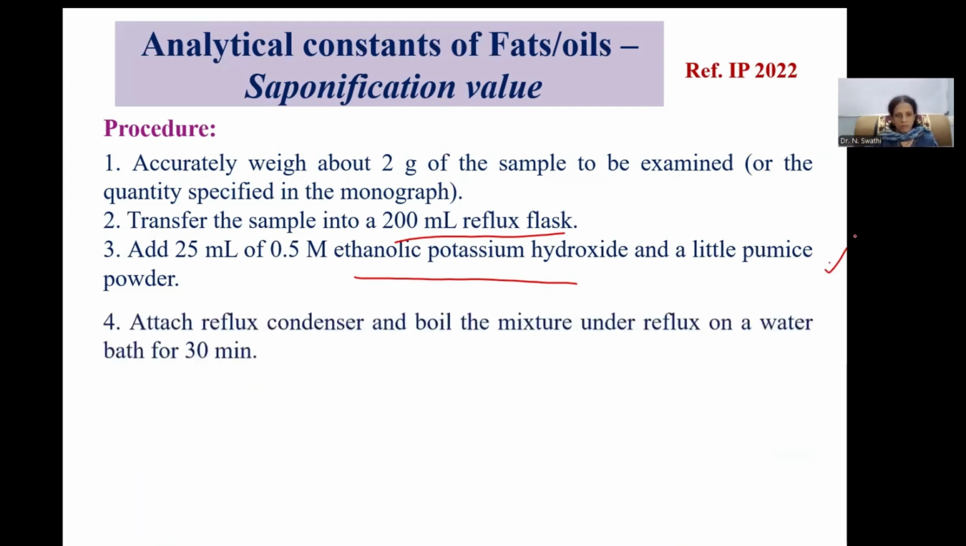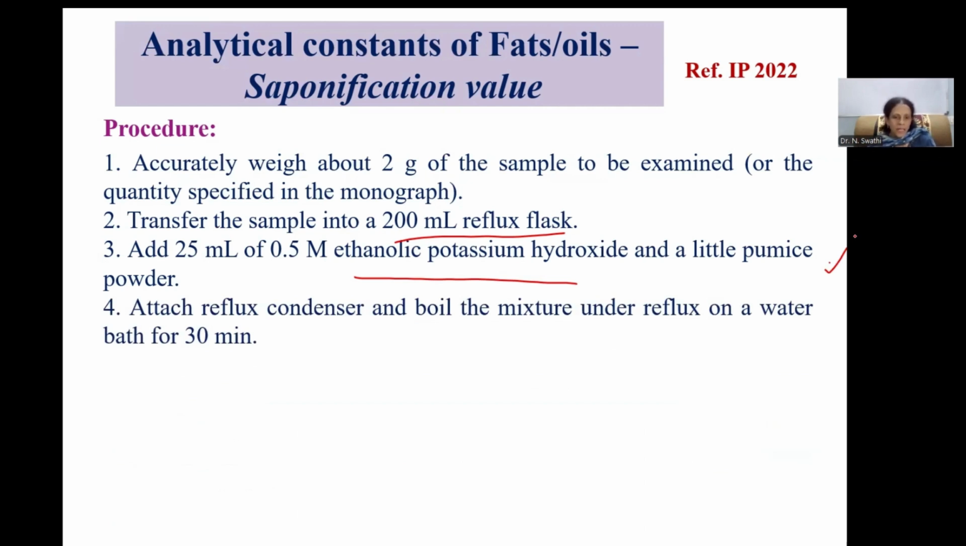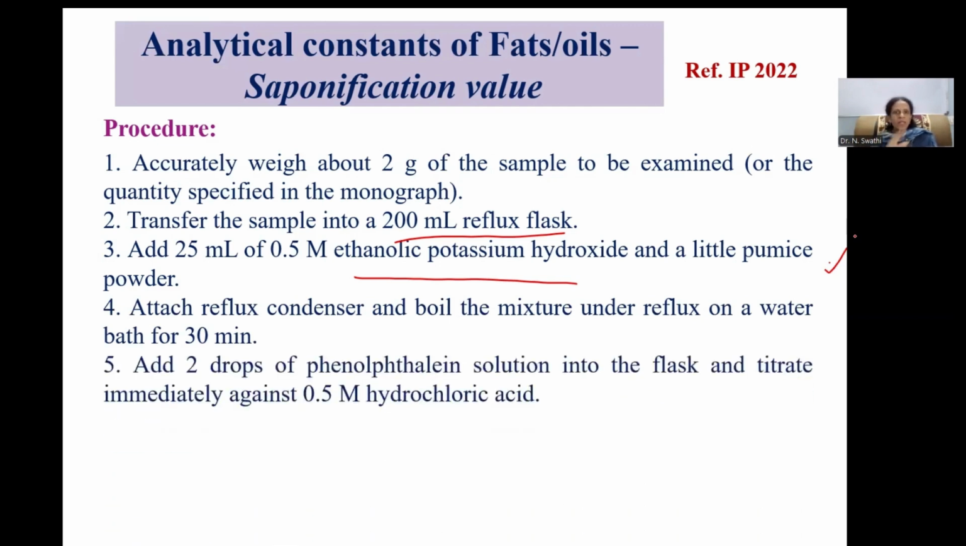Then add pumice powder or porcelain chips in order to avoid bumping during the reflux process. As soon as potassium hydroxide is added, attach the reflux condenser and reflux the contents on a water bath for about 30 minutes. Now during this process, what happens? As soon as you add potassium hydroxide, neutralization of free fatty acids available in the sample occurs, and during this 30 minutes heating process, saponification occurs. That means esters will undergo cleavage. So at the end of the 30 minutes, all these two processes will be completed.